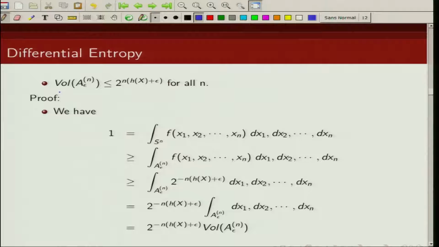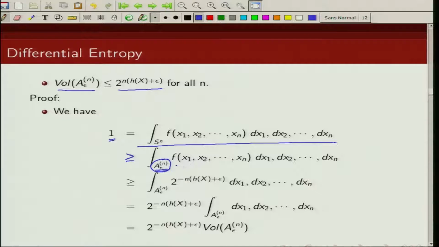The next property that we are going to show is that the volume of the typical set is upper bounded by this. Now we know that if you integrate this density function over the support set, we will get probability 1. If we integrate over the typical set, then since the typical set is a subset of this S of n, we get here greater than or equal to, because we are integrating over a smaller set. So that is why this greater than or equal to sign comes.